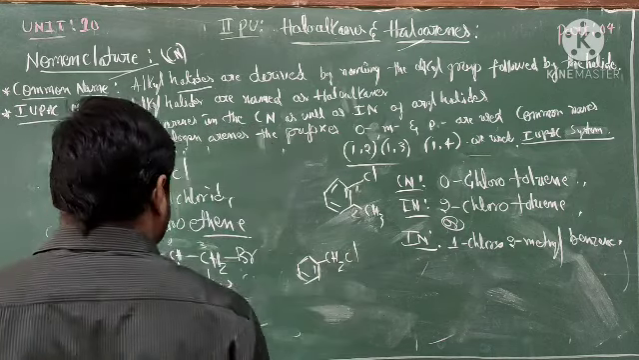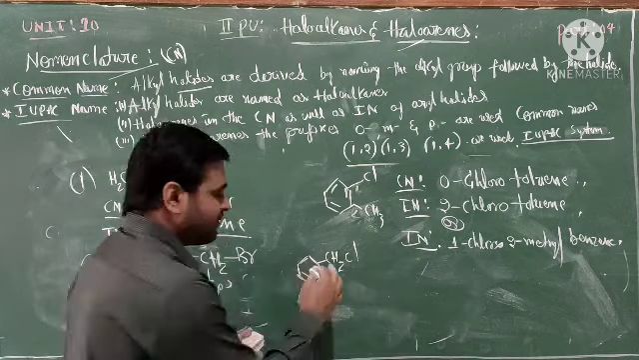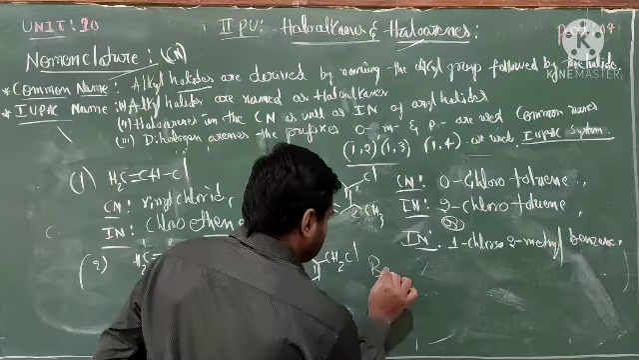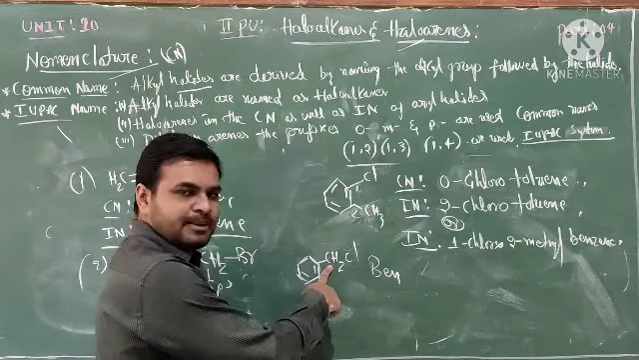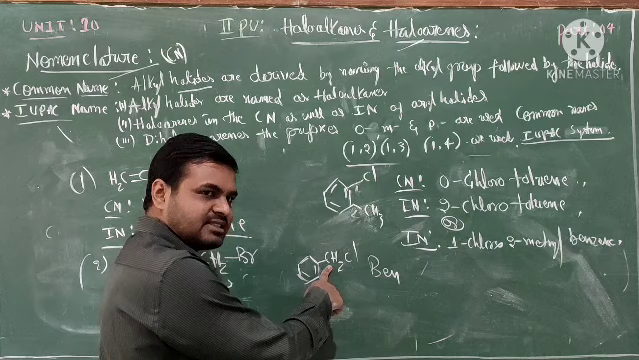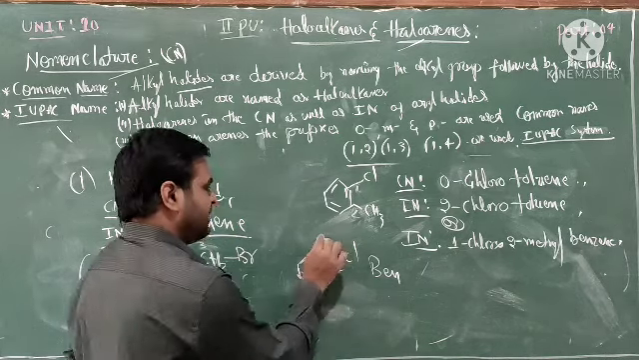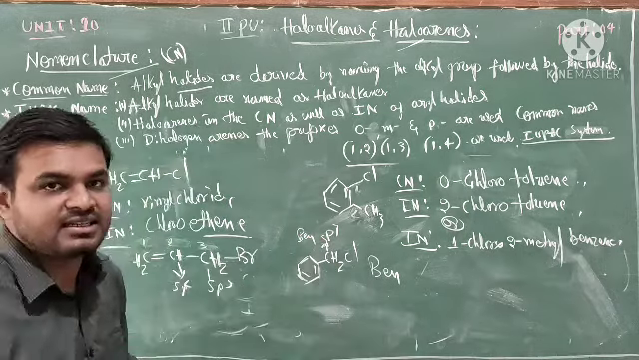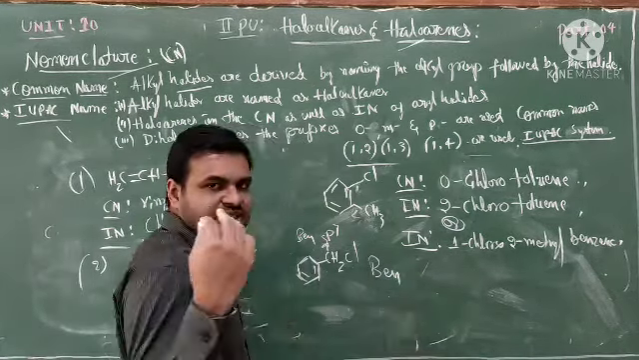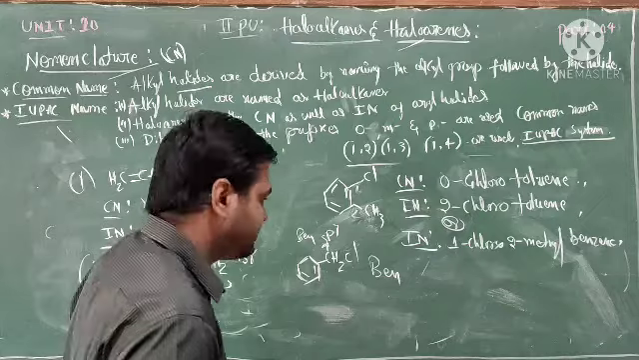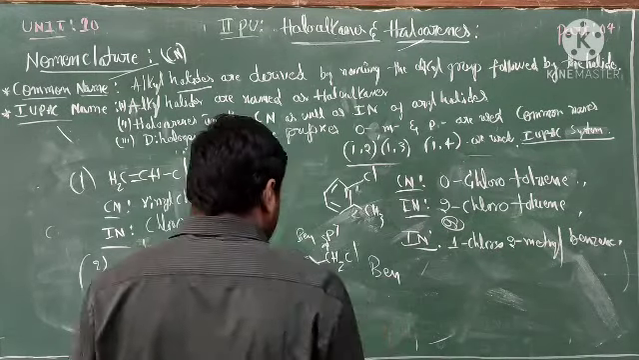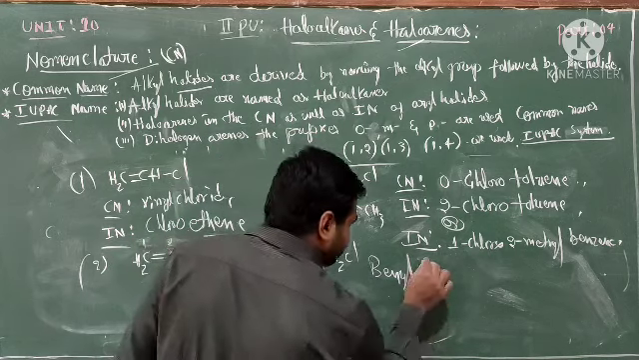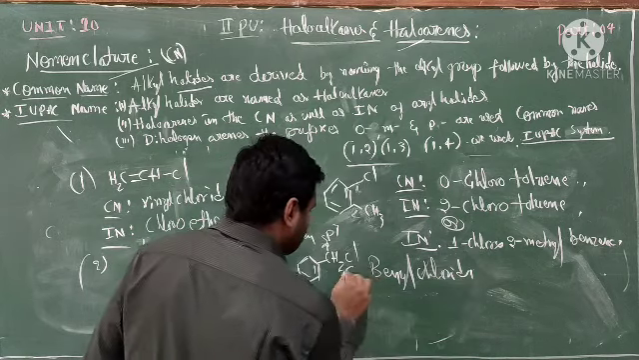CH2Cl on a benzene ring. This is one example of benzyl halides, in which the halogen is present on an sp3 hybridized carbon atom attached to the benzene ring. So this is called benzyl halide. In the previous class we discussed benzyl halides and some examples. Just remember benzyl chloride, this is the common name.